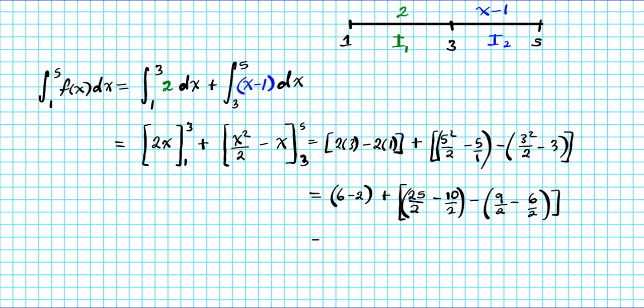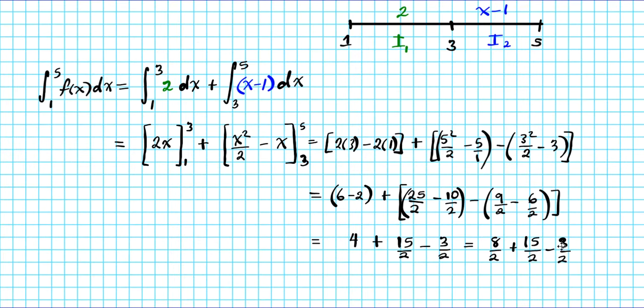4. Let's just write a 4 for now. 4 plus, and then here we have 25 minus 10, which is just 15 over 2, minus 9 minus 6 is 3 over 2. So we have 4. We can write 4 as what? 8 over 2. So 8 over 2 plus 15 over 2 minus 3 over 2.